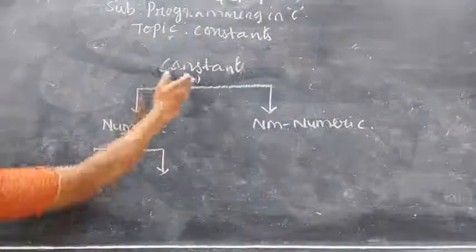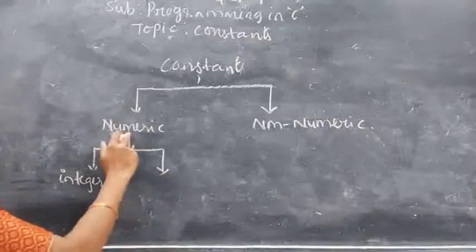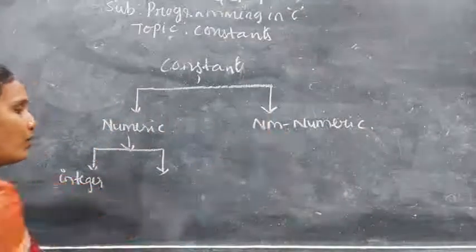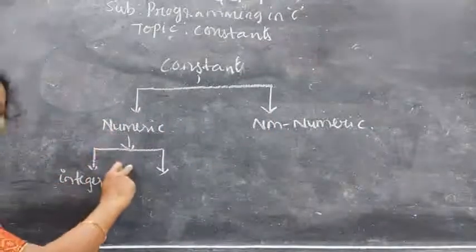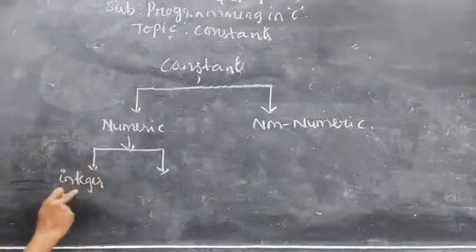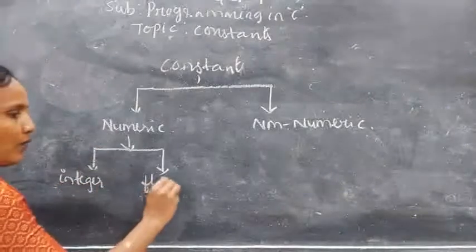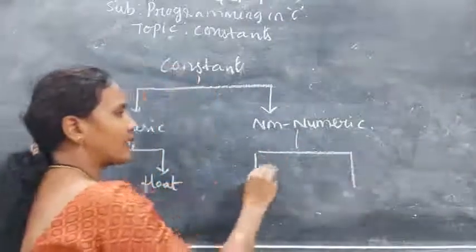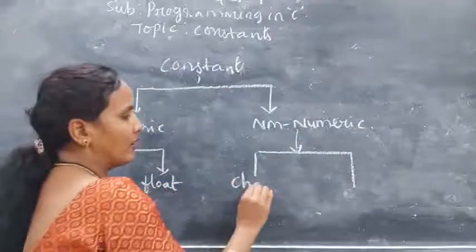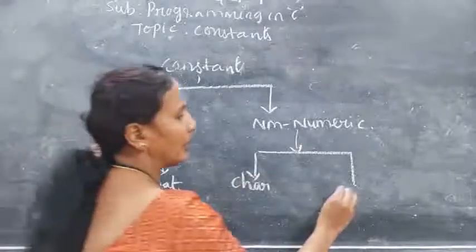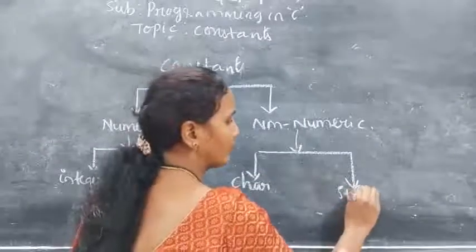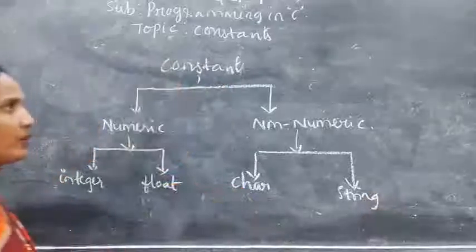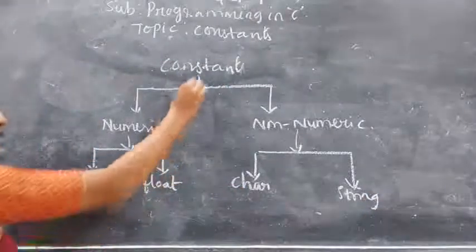Constants are of two types. One is numeric, the second is non-numeric. Numeric is divided into two types: one is integer, the second is float. Non-numeric is again divided into two categories: one is character, the second is string. Take a screenshot of this. Sometimes you may expect this question in an essay.